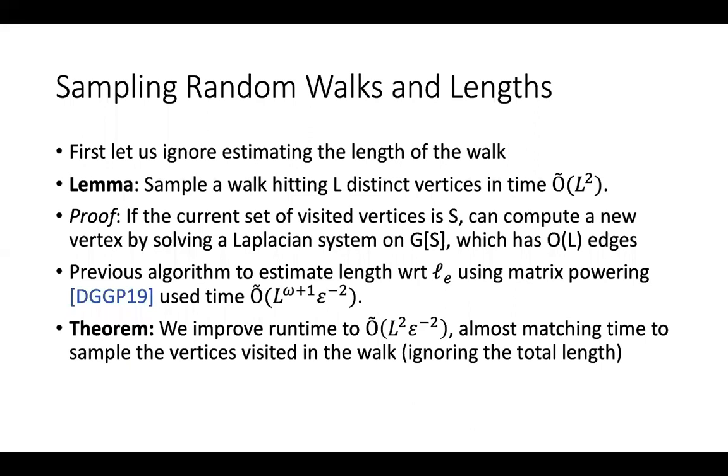However, the previous algorithm that also estimated the lengths, in addition to finding the vertices, took much larger runtime. It took time L to the omega plus 1, plus epsilon to the minus 2, by using matrix powering. Here omega is the matrix multiplication exponent. What we show is that you can improve this runtime to L squared times epsilon to the minus 2, which almost matches the time to sample the vertices visited in the walk. Remember, the time to sample the vertices was L squared. In an extra epsilon to the minus 2 time, we can also estimate the length up to 1 plus epsilon.